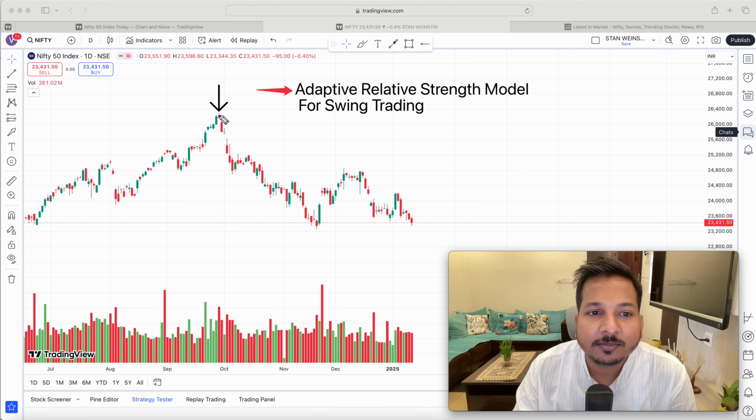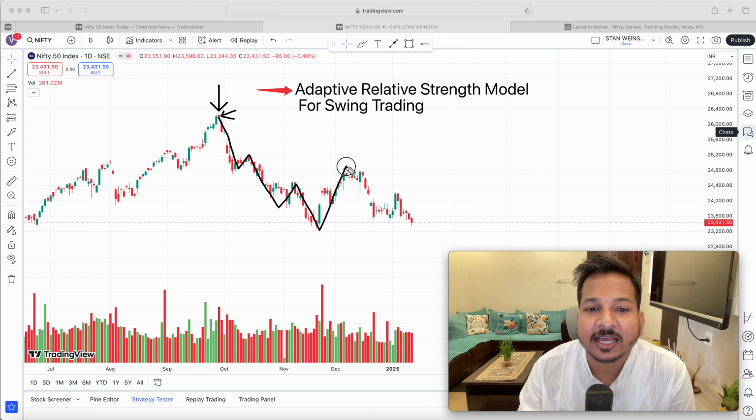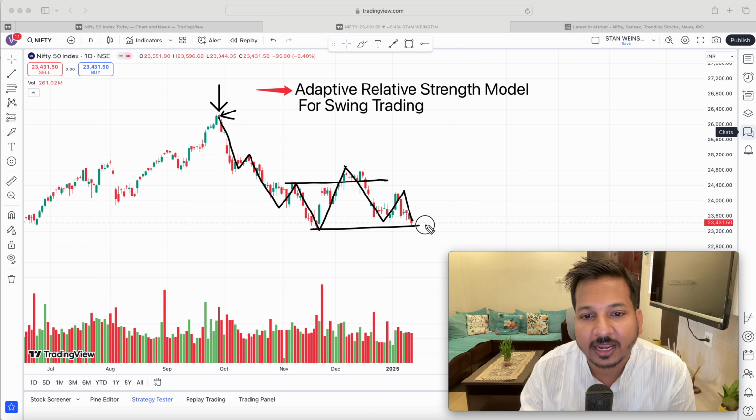If you see from this 27 September candle, from here onwards Nifty is falling and making lower lows and lower highs like this. Once it breached this last high, but this breakout failed and again Nifty has gone down. Now it is sideways until it breaks this level.